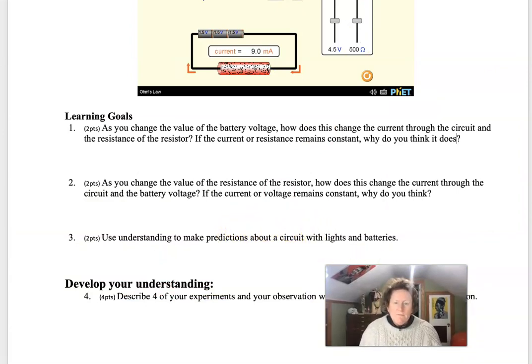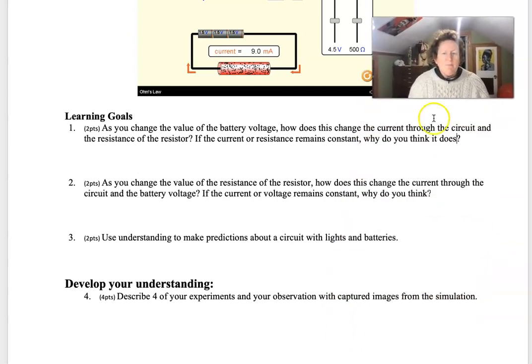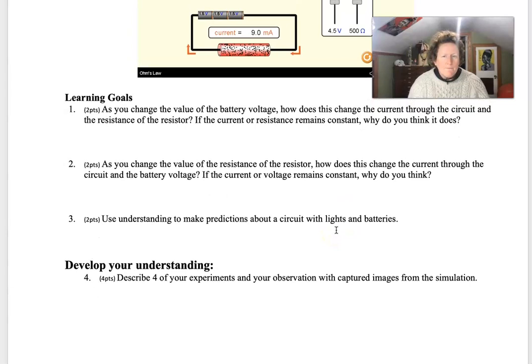And it doesn't affect voltage. It's not changing the amount of electromotive force in the system. It's not changing the number of batteries. So it's not affecting voltage. We're just playing with resistance. So use this understanding to make predictions about a circuit with light and batteries.